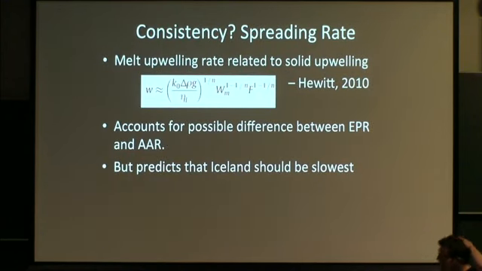So I tried to think about ways of making them consistent with each other. If you look at just the effect of spreading rate, the slowest spreading rate is the Australian Antarctic ridge. Iceland's slow as well, and you compare that with the Pacific rise. Since the melt upwelling rate is proportional to the solid upwelling rate to some power, you'd expect places with faster spreading rates to have faster solid upwelling rates and therefore faster melt motion. That could potentially account for the possible difference between the Pacific rise and the Australian Antarctic ridge observations, but would predict that Iceland would be slowest if that's the only thing that's changing.